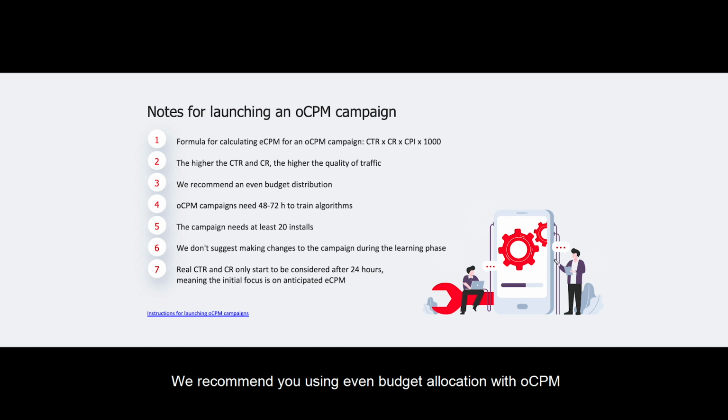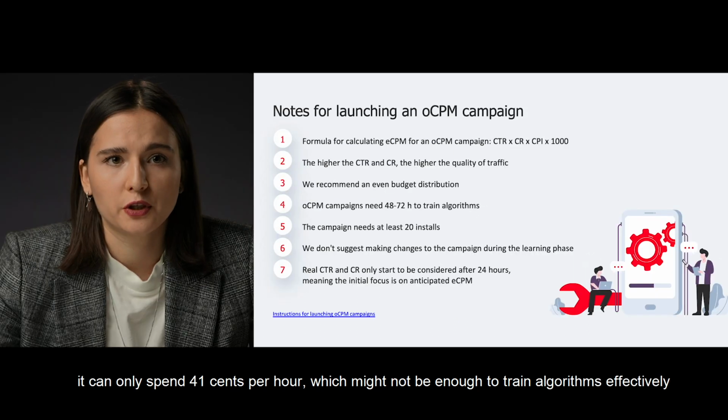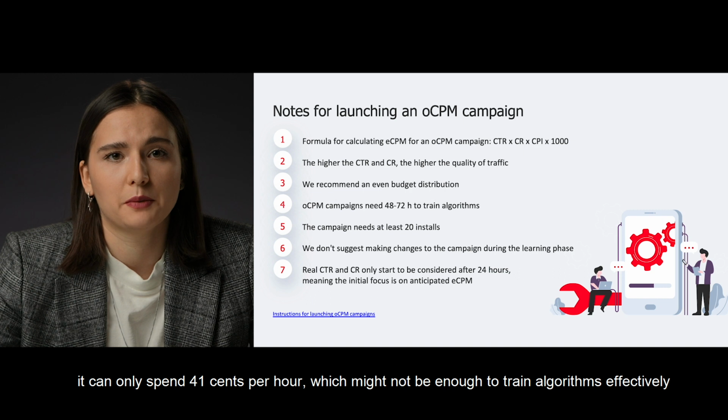We recommend using even budget allocation with OCPM. However, please note that in this case, the daily campaign budget will be divided into 24 parts. If your campaign budget is only $10, it can spend only 41 cents per hour, which might not be enough to train the algorithm effectively.